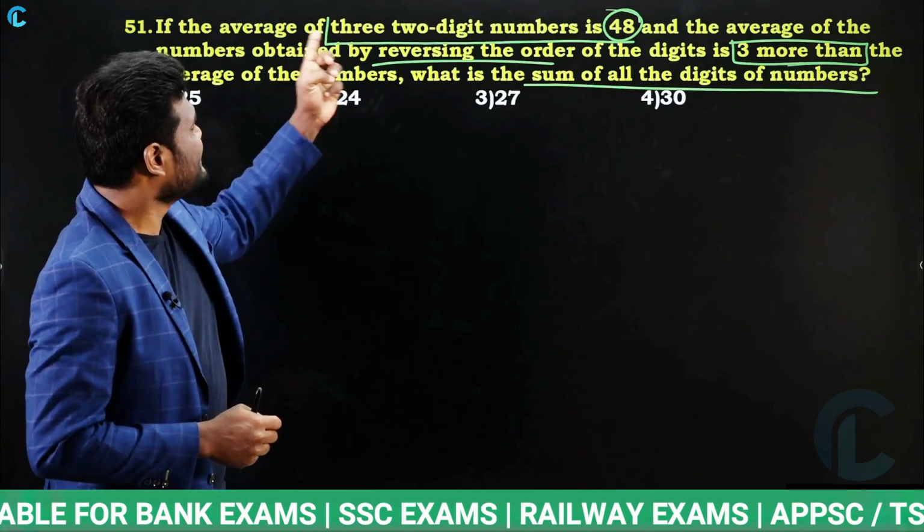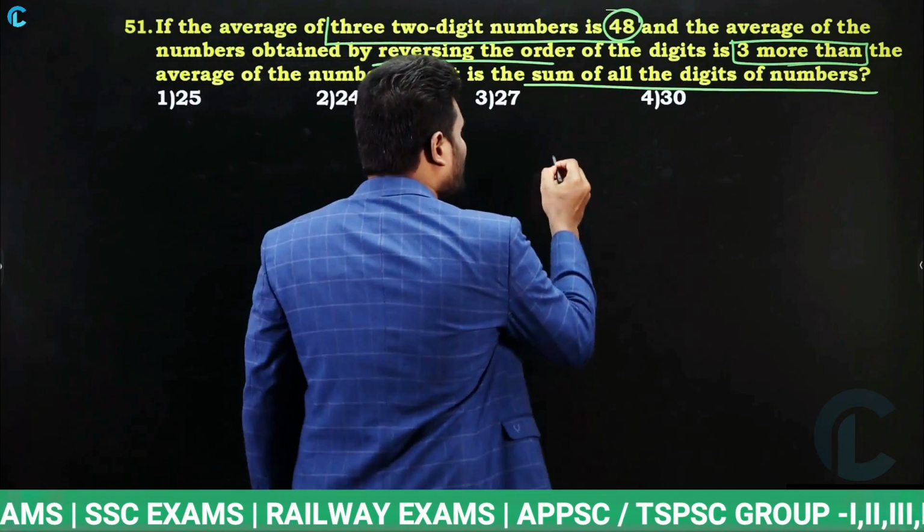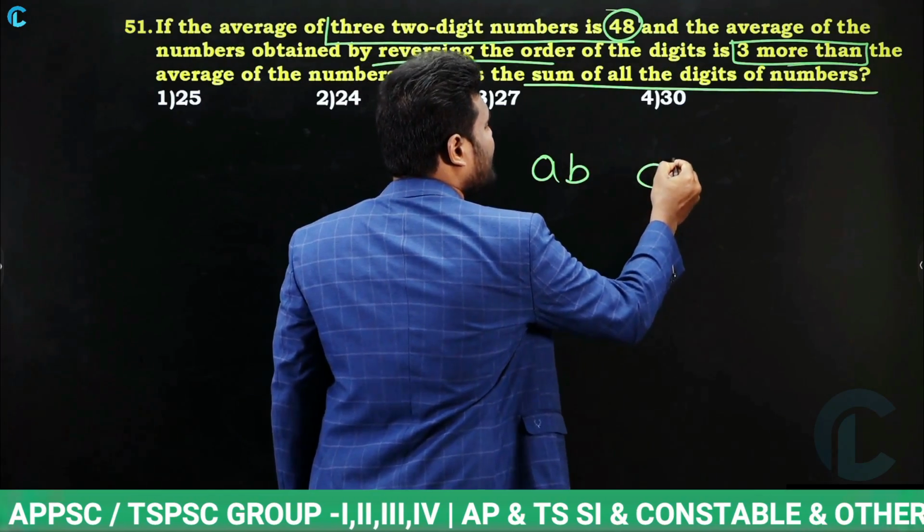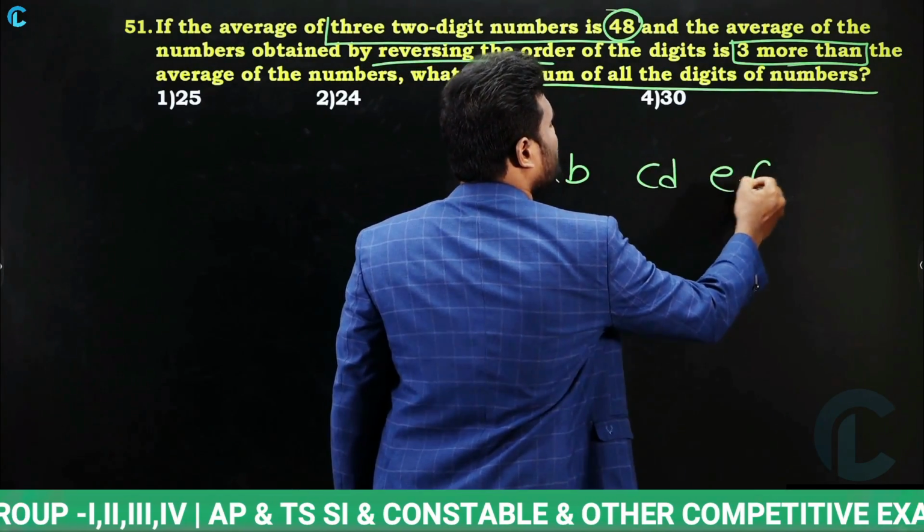Now the question is saying 3 2-digit numbers. Now what I will do? I will assume the 3 2-digit numbers as AB, CD, EF. 3 2-digit numbers.